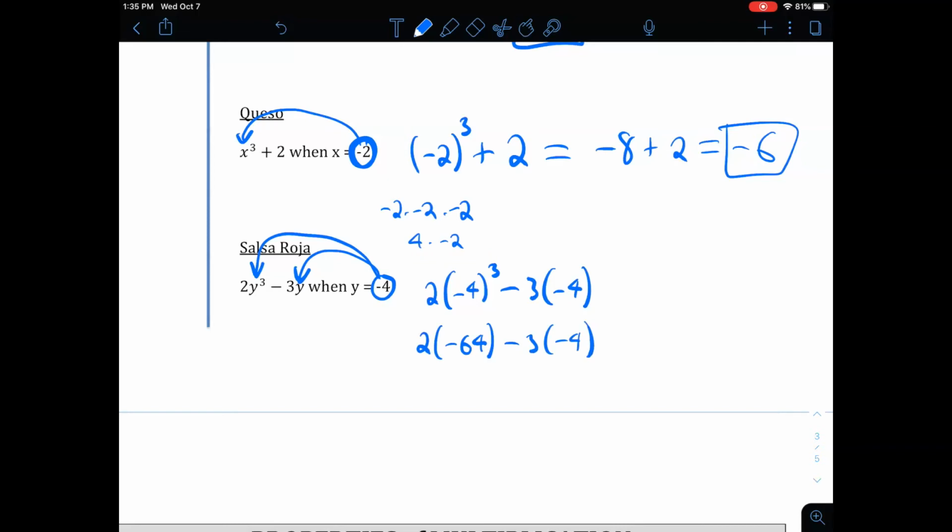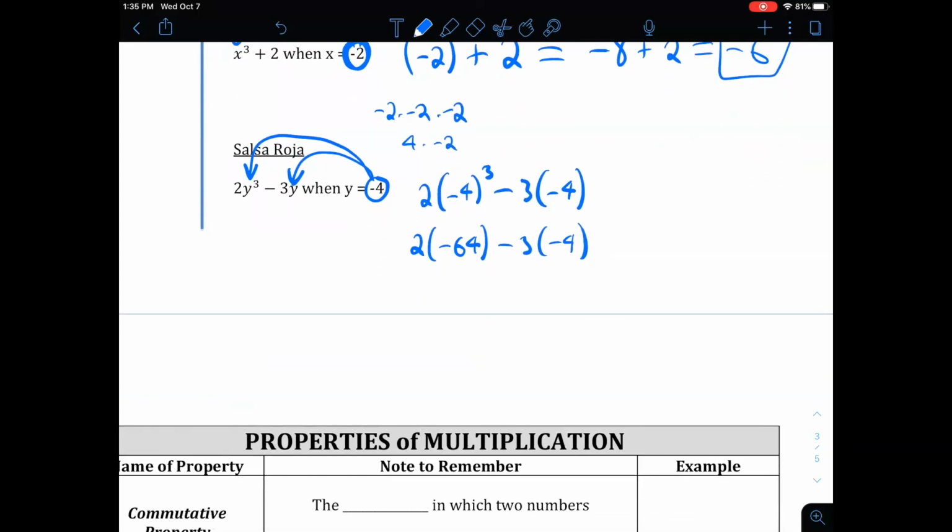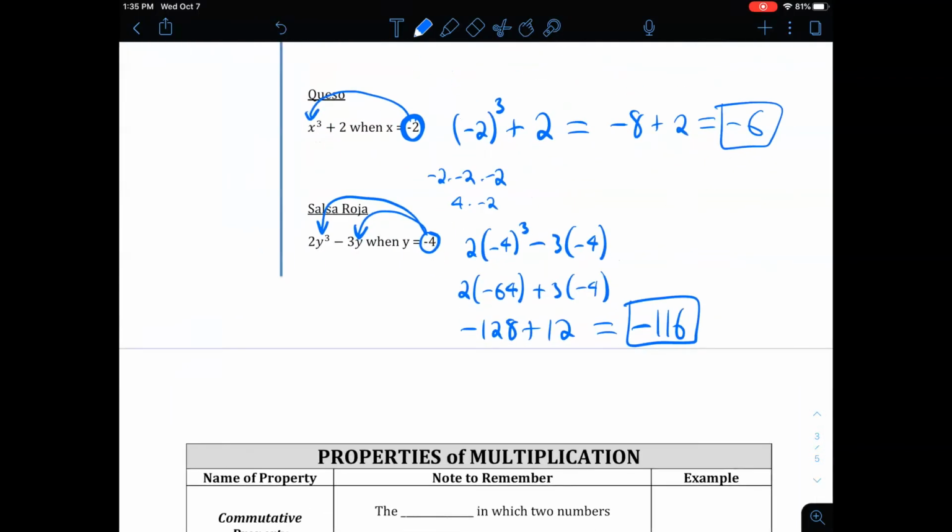Okay. Any other exponents we need to take care of here? Any multiplication or division? We do. We're multiplying negative 3 times negative 4. So what is 2 times negative 64 going to be? It's negative 128. And then what's negative 3 times negative 4? That's plus 12. You could change this to plus a negative 3 if that's helpful for you, but when I say a negative 3 with a negative 4, I just multiply the negative 3 times negative 4. And our final answer is going to be negative 116.